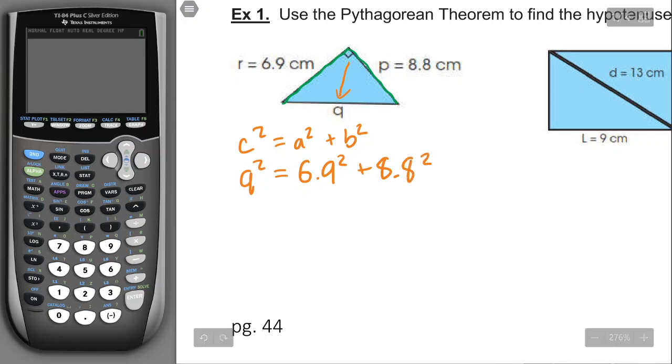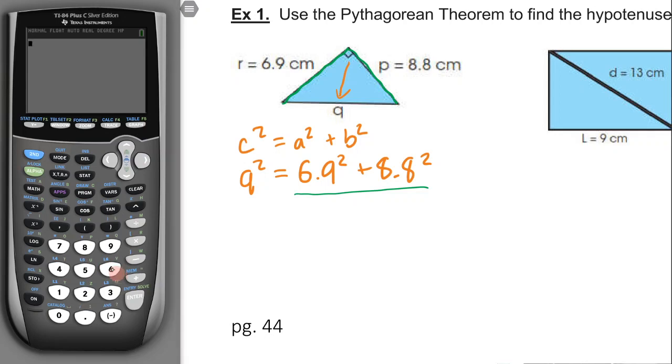Okay, now from here, we're just going to do all of this in our calculator. The 6.9 squared plus the 8.8 squared. Most of us have a calculator that can do this in one step. Even if you don't have a fancy calculator like this graphing calculator, if you've got a squared button, you just do 6.9 squared plus 8.8 squared, and then hit your equals, you should get 125.05.